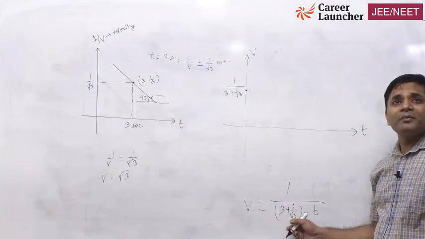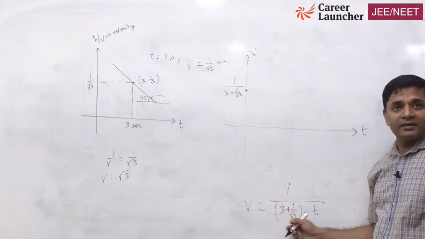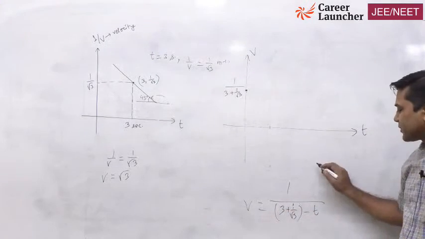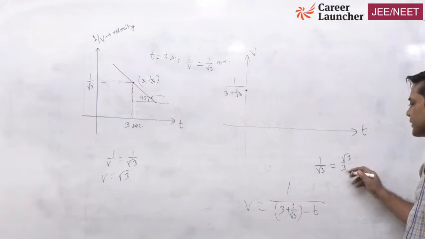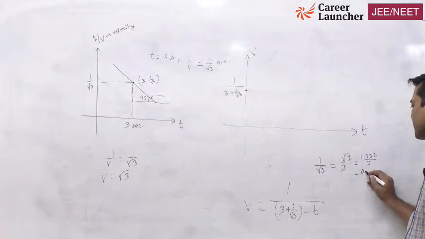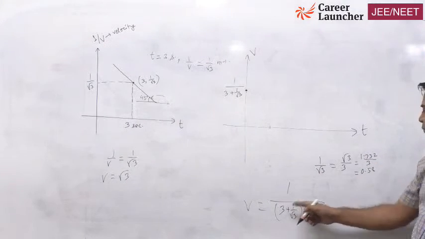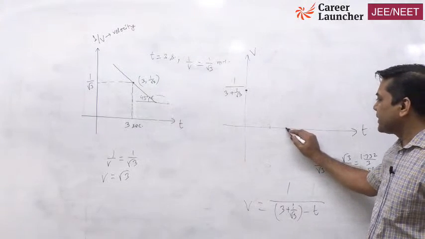And what is the value of 1 by root 3? Root 3 by 3. And what is the value of root 3 by 3? 0.58. 3 plus 0.58. Have a look. 1 by root 3 can be written as root 3 by 3, which is 1.732 by 3, which is 0.58. So 3.58 it is. So here it will be t.